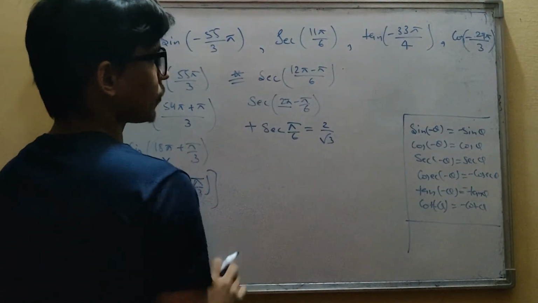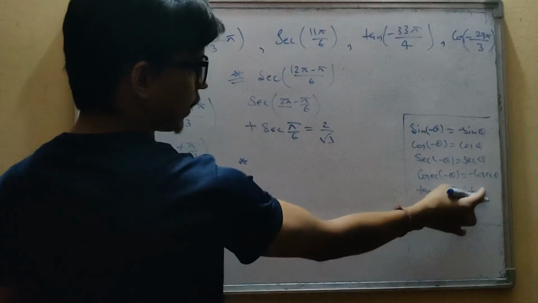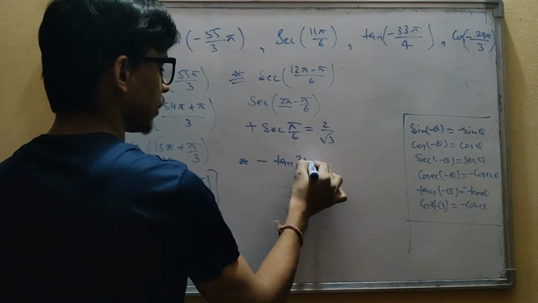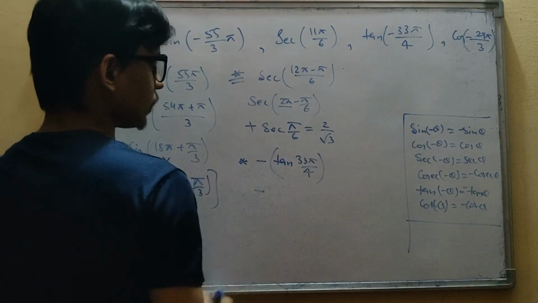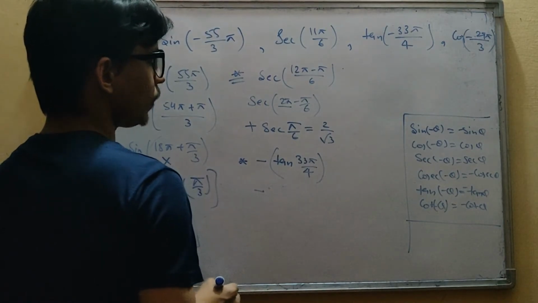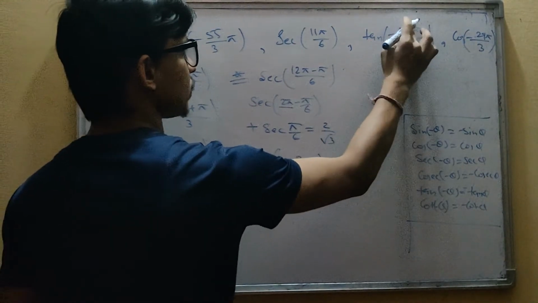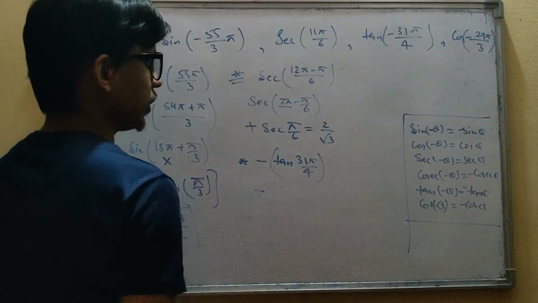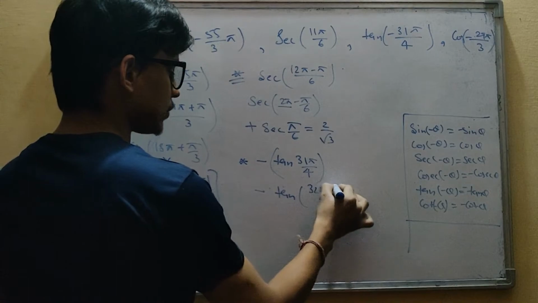Now for the tan, again, because of this property, the tan minus sign will come out, so minus tan 33 pi by 4. Again, what you can do, just for simplicity, let's make it 31, right? Just to make the question a little bit interesting, you can do it like this. Now this can be written as 32 pi minus pi by 4.